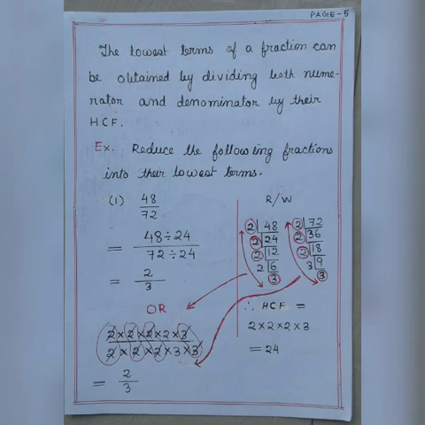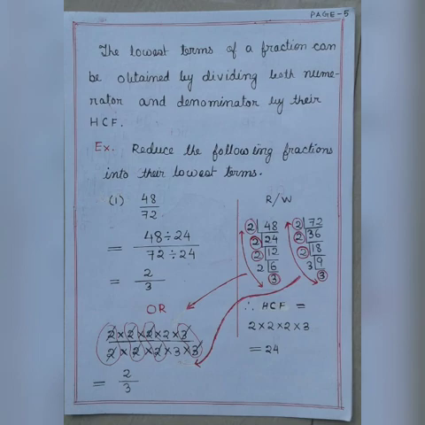48 by 72. What you have to do? You have to find the HCF of 48 and 72. In the right hand side, I have done some rough work. I factorize the 48 and 72 and find the HCF, that is 2 into 2 into 2 into 3, which is equal to 24.